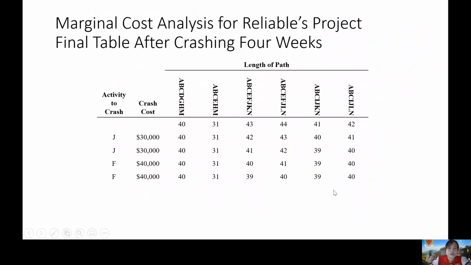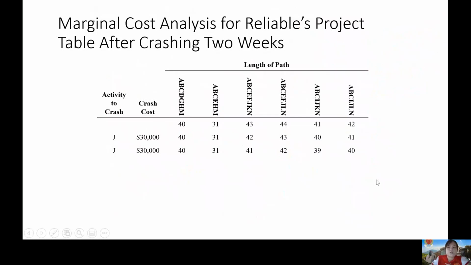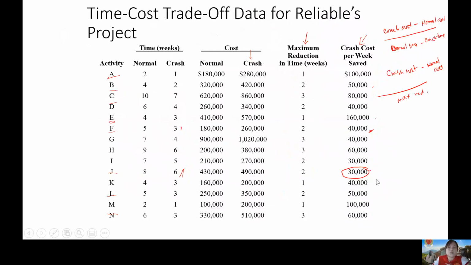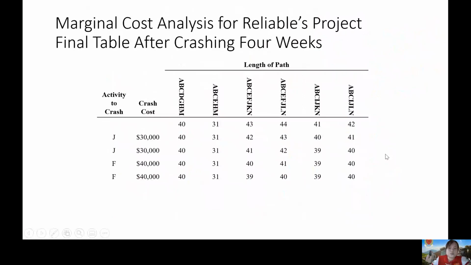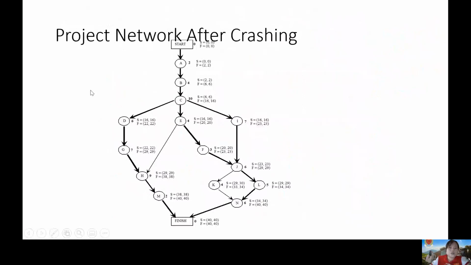So, again, guys, yung basis po ng crashing is yung minimum crash cost per week na savings. Okay? So, ang pipiliin nyo po ay yung pinaka-minimum dun sa inyong critical path. So, ito na yung magiging project network after crashing. So, gagawin niyo uli siya yung node ulit with consideration sa reduced time, reduced duration ni Project F at saka ni J.